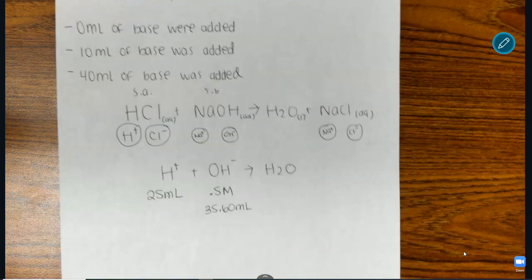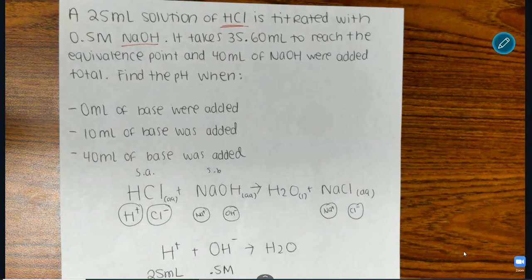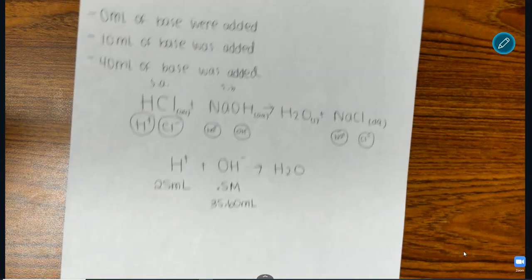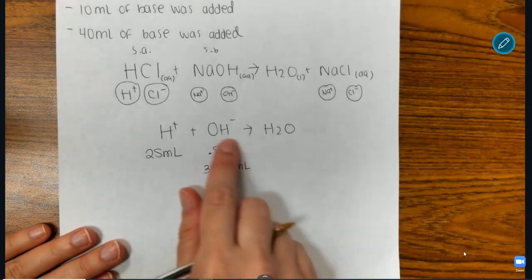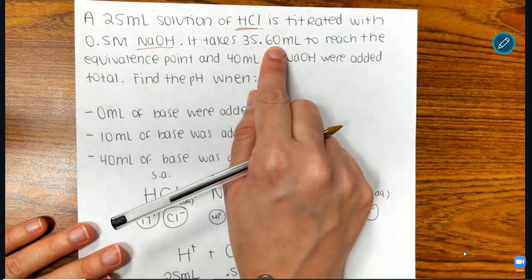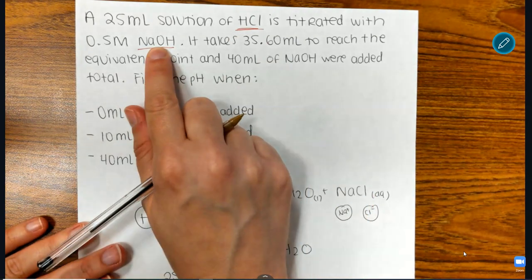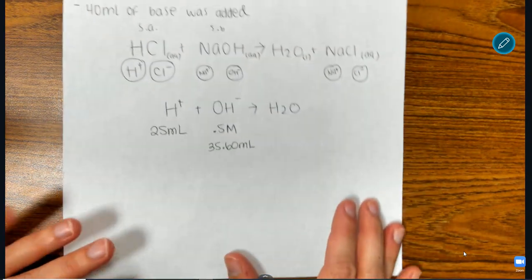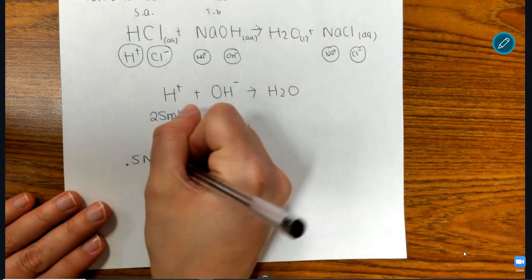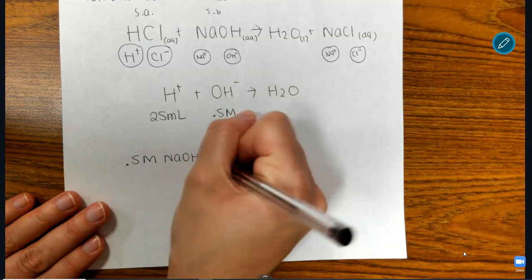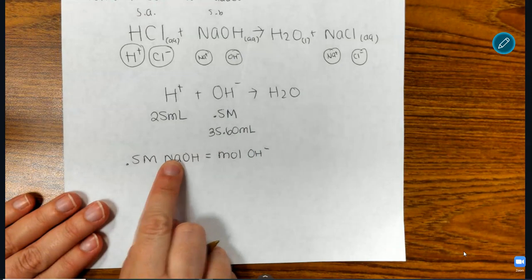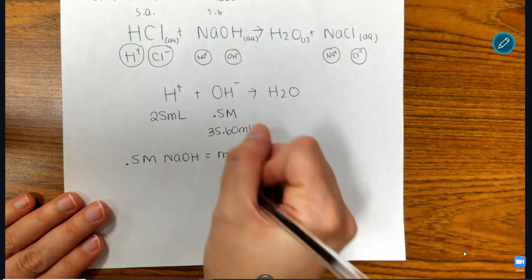And so anytime you have a titration problem, the first thing you want to do is solve for, okay, how many moles are there? And you do that based off of the data from the equivalence point. So the equivalence point again was 35.6 milliliters of base, and the base was 0.5 molar sodium hydroxide. That is the first thing you always want to do. So 0.5 M NaOH equals moles of OH. And you don't have to call this NaOH, you can just call it OH because that's really what it is.